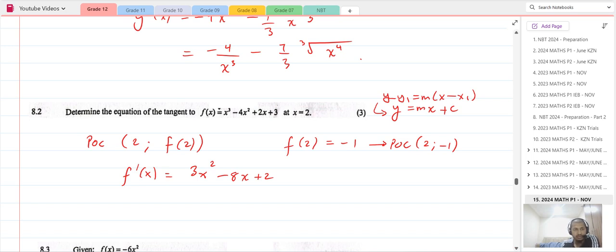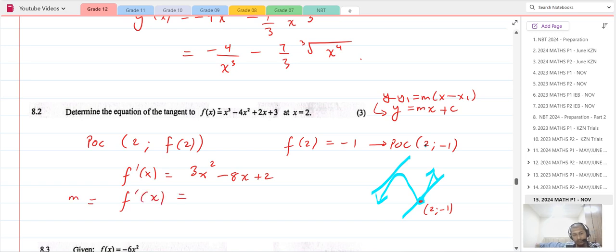Remember, the cubic function is something like this, right? And we're trying to find the point at x is equal to 2. Maybe 2 is there or there, we don't know. So 2 and minus 1, I'm thinking is here somewhere, right? I'm trying to find the equation of this tangent line. So f prime x, 3x squared minus 8x plus 2. I differentiated this, substitute 2 inside, I get the gradient, because f prime x represents the gradient function.